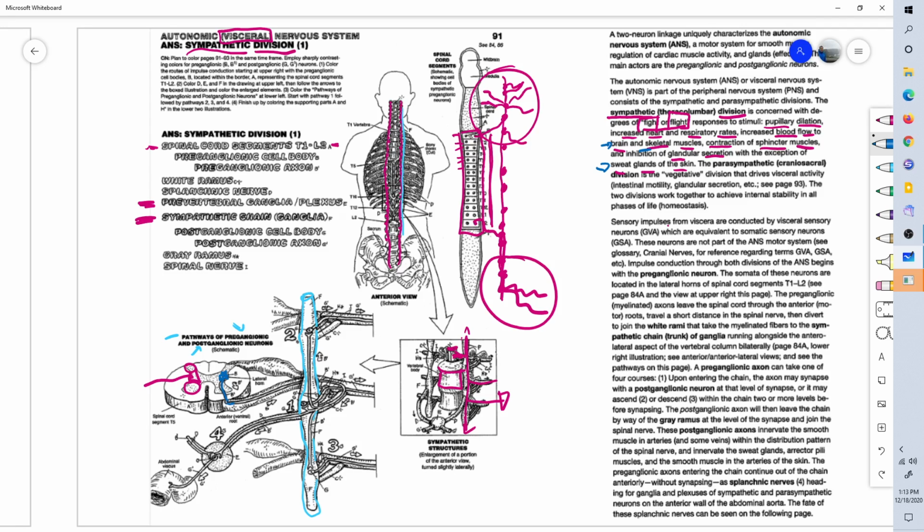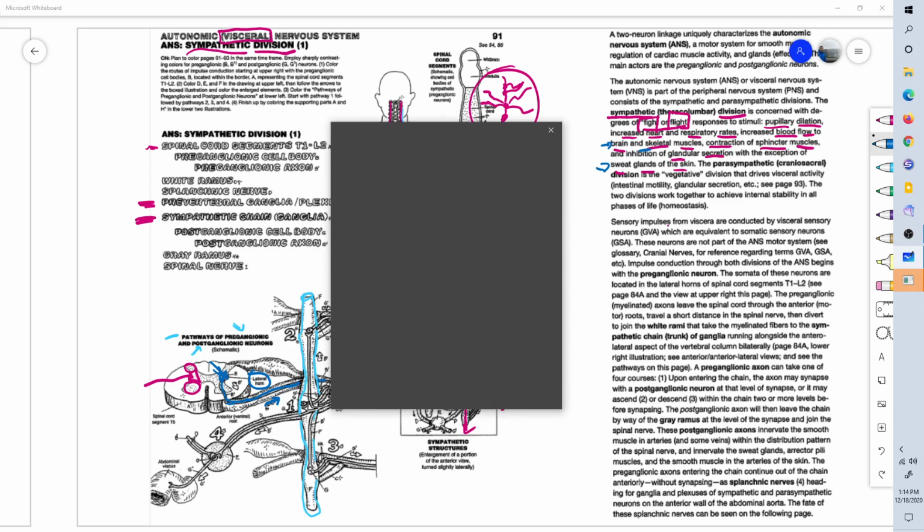Well, a message is sent from the lateral horn right here out of the lateral horn through the anterior ventral root. This is the motor root, where impulses go only one way. Then they come around and pass through the spinal nerve here, right?